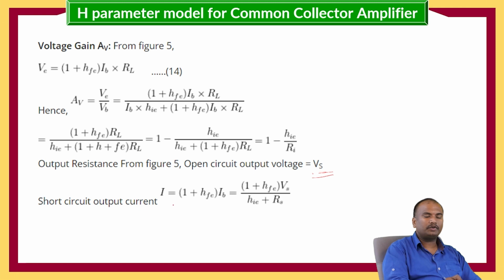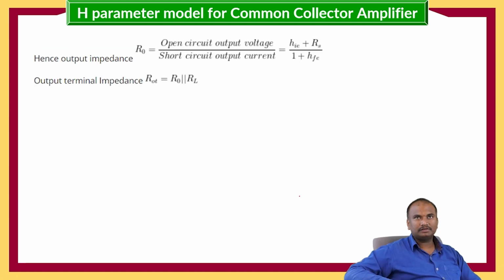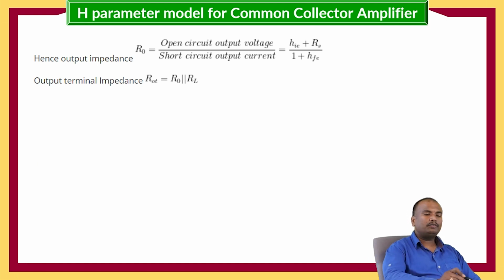The output resistance from the figure: the open circuit output voltage is equal to Vs. The short circuit output current I is equal to 1 plus HFE into IB, that is equal to 1 plus HFE into Vs by HIE plus Rs. Hence the output impedance R0 is equal to open circuit output voltage by short circuit output current, that is equal to HIE plus Rs by 1 plus HFE, where the output terminal impedance is equal to R0 in parallel with RL.